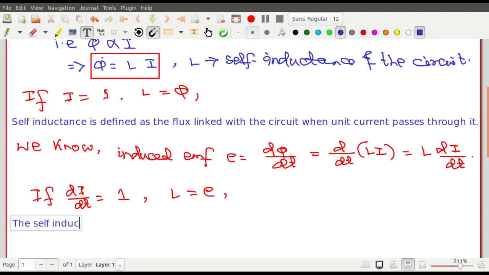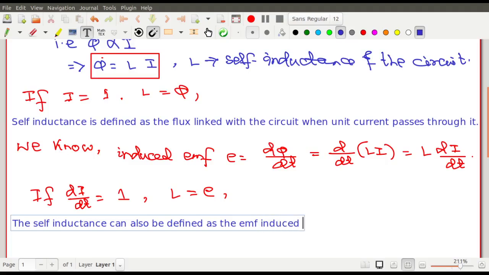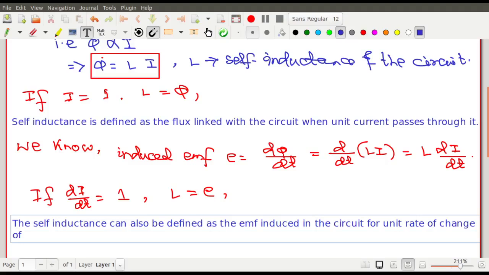The self inductance can also be defined as the what? The self inductance can also be defined as the EMF induced in the circuit. EMF induced in the circuit when? EMF induced in the circuit for unit rate of change of current in it. So these are the two definitions of self inductance.